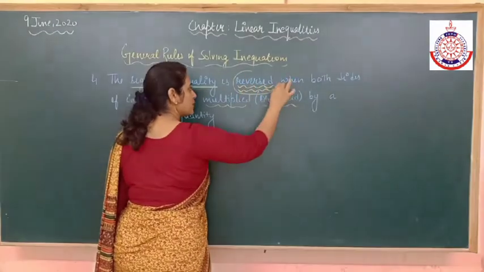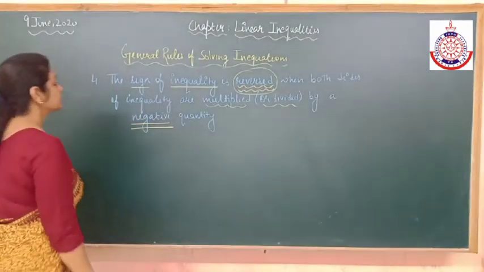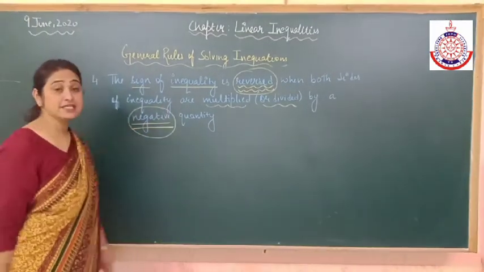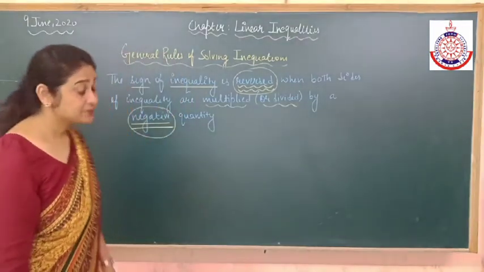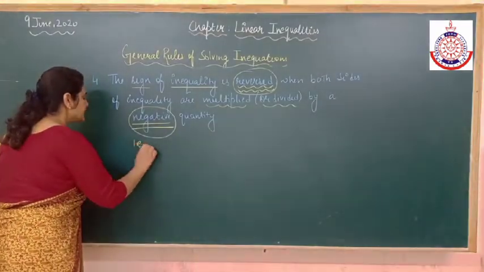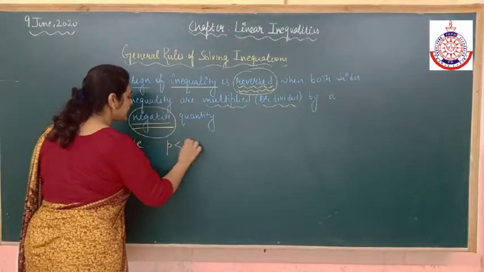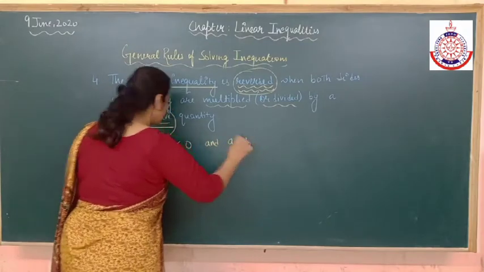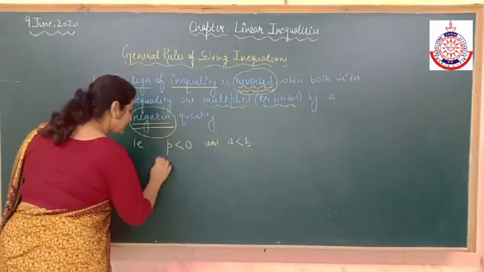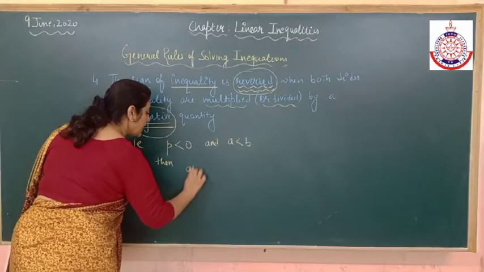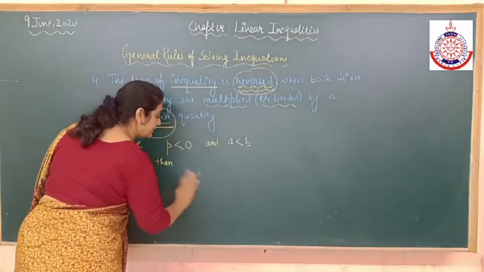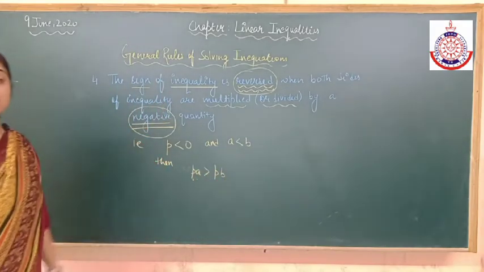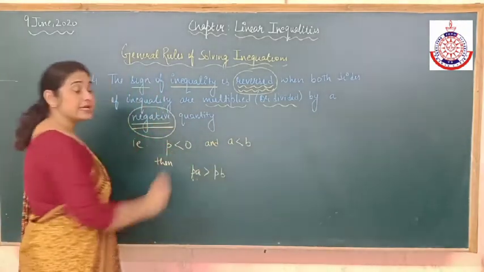The sign of inequality is reversed when it is multiplied or divided by a negative quantity. Is it clear? For example, if P is less than 0 and some inequality A is less than B is given, then if I multiply both sides by P, we get AP and BP, so the sign of inequality is going to change. It was less, it has become greater.